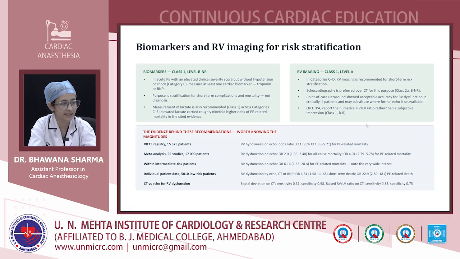In category C and D, RV imaging is recommended for short-term risk stratification, and the parameters to be imaged have been discussed before. Here, echocardiography is preferred over CT for risk stratification, and point of care ultrasound has shown acceptable accuracy for assessing RV dysfunction in critically ill patients, and this can also substitute for the formal echo if the echo is unavailable.